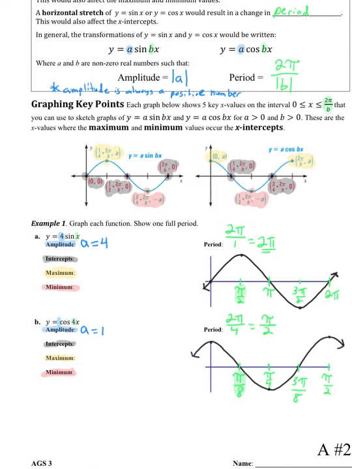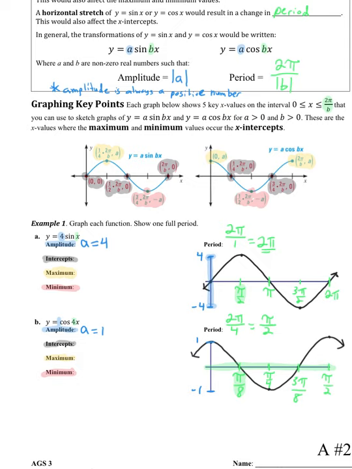Now the y-axis is representing our amplitude. So in this case, our amplitude is 4, so this goes from 4 to -4. In part B, our amplitude is 1, so it goes from 1 to -1. So in the first one, our amplitude changed. In the second problem, our period changed. But the graphs look exactly like the parent functions. They look exactly the same, but we just changed the viewing window or the axes around them.